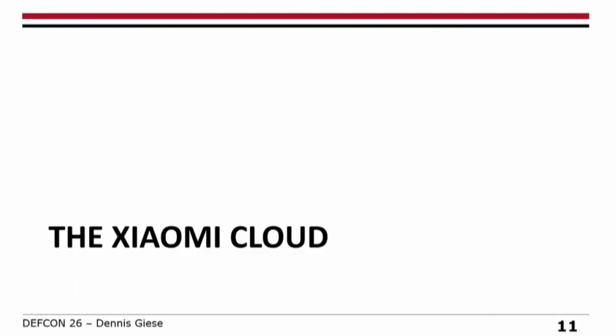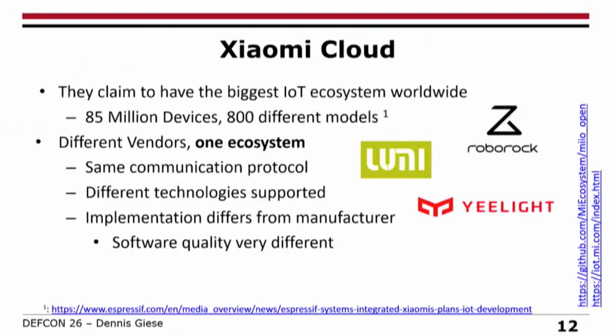Okay, let's talk about the Xiaomi cloud. Xiaomi claims that they actually have the biggest IoT ecosystem worldwide with over 85 million devices and 800 different models, ranging from vacuum cleaners and cameras up to smart toothbrushes and smart toilet seats. You name it, they probably have everything.